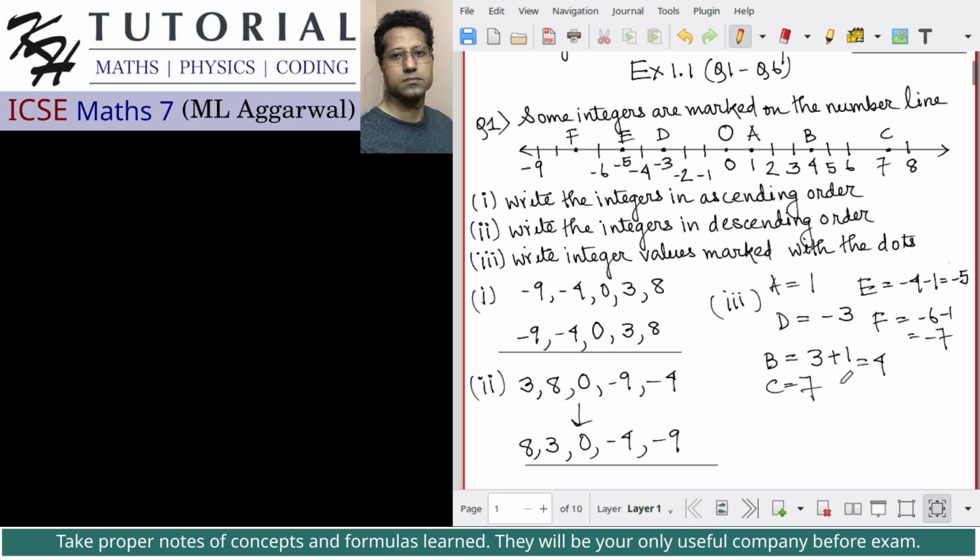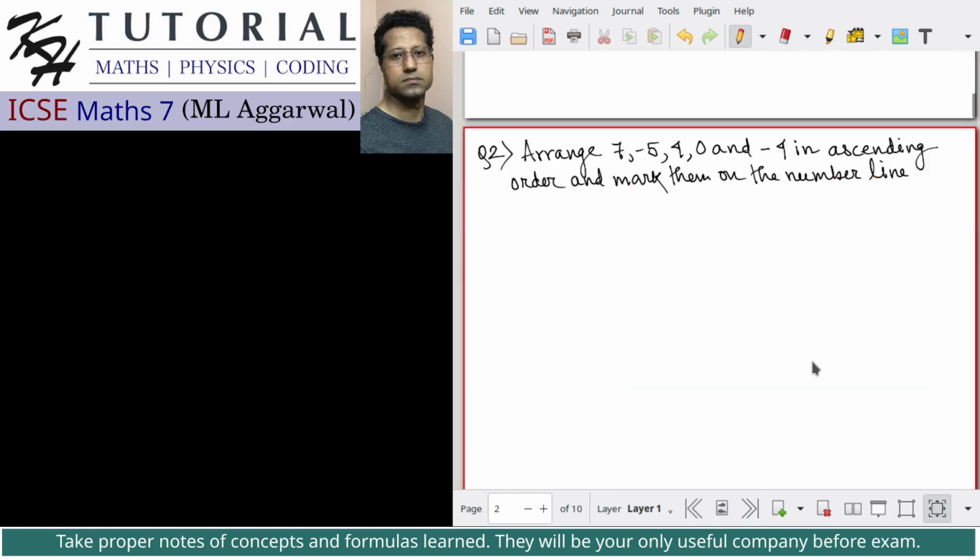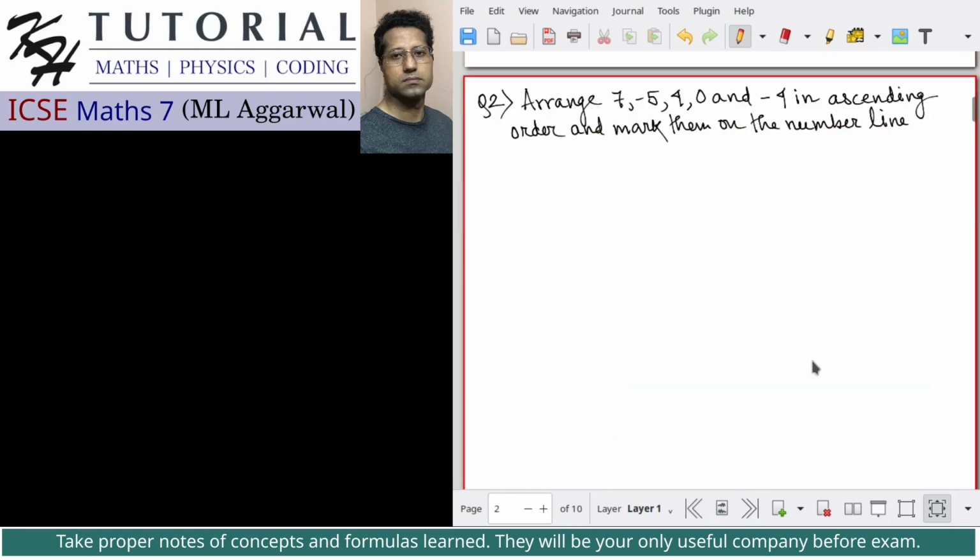So the dots are the integers 1, minus 5, minus 7, 4 and 7. Okay, let's see the next problem. Arrange 7, minus 5, 4, 0 and minus 4 in ascending order and mark them on the number line.